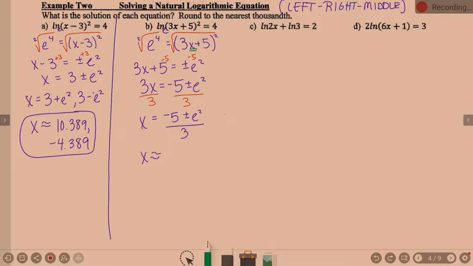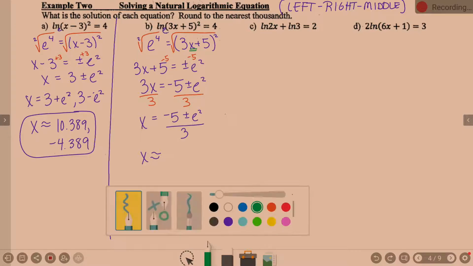So in this particular one, we took the square root. 3x plus 5 was the square root of e to the fourth. Square root of e to the fourth was e to the second. When you take the square root, we have to consider plus or minus. Solve for x, right? We subtracted 5 over, so it's negative 5 plus or minus e squared divided by 3. And this is where I said, try in your calculators, yes? And make sure you know how to put this in the calculators. What answers were you guys getting?